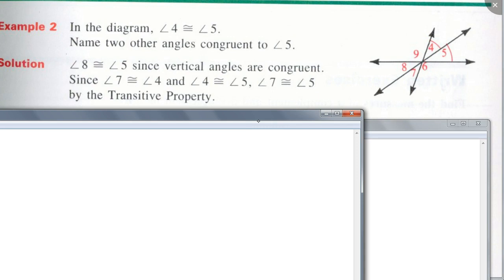Let me ask you this. Could we have used substitution for this? How many people say yes? Raise your hand. Very good. How many people say no? You should just use transitive. Oh no, people are not so sure.